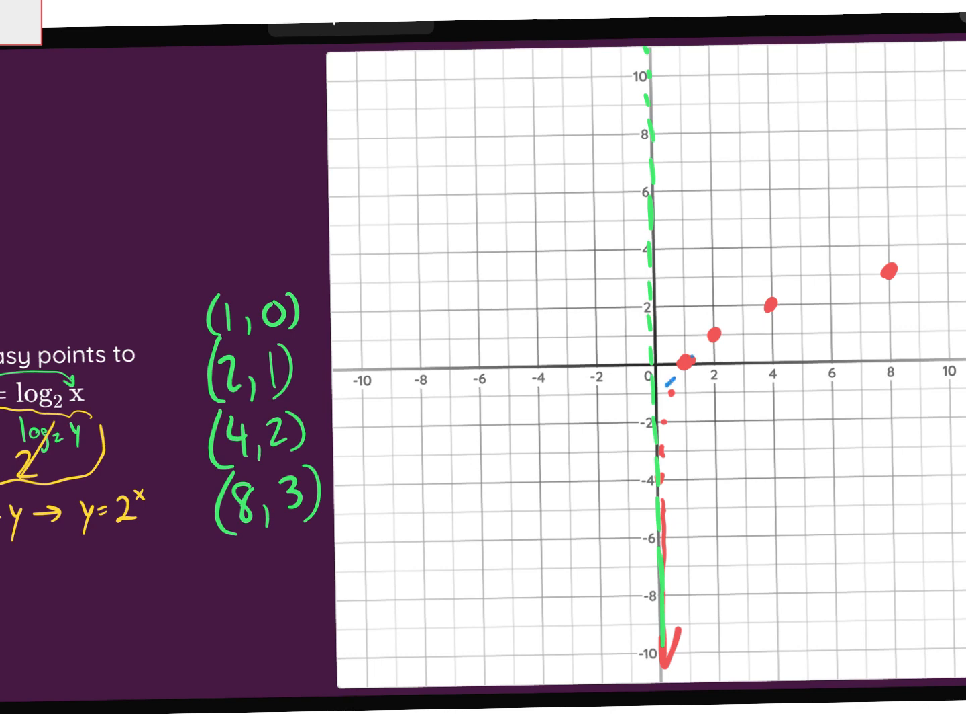But all I asked you to do on this question was to plot 4 easy points, 1, 2, 3, 4, and you get full credit. Let's look at a different one.